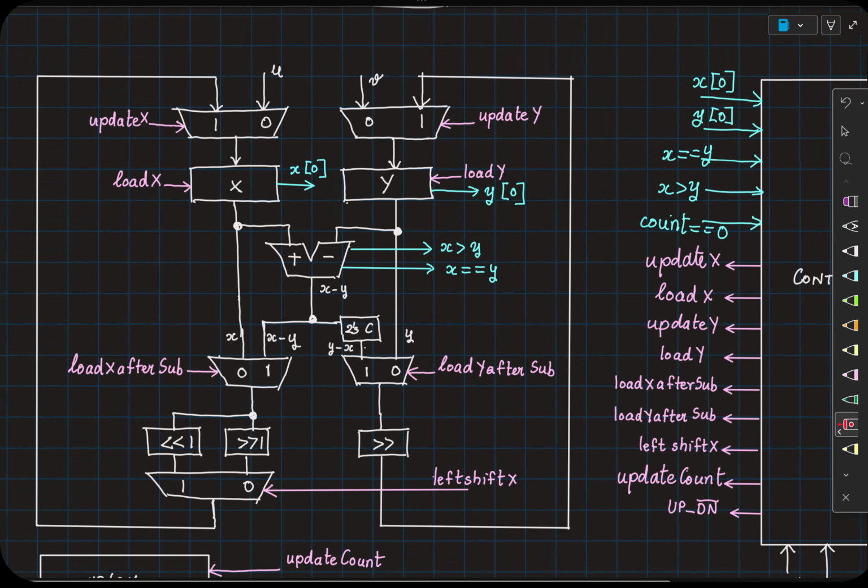Okay, so now I got a very nice question here. Now this is a shift register, right? You are shifting it either left or right. How would I implement this?